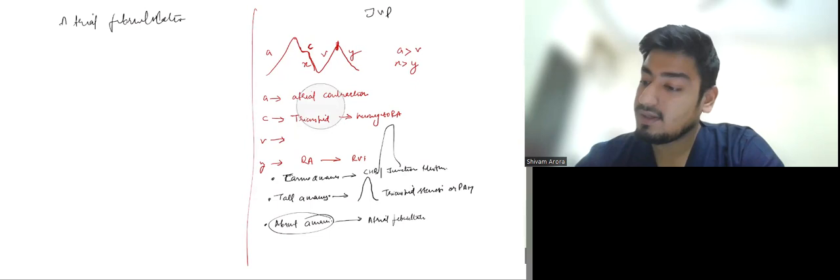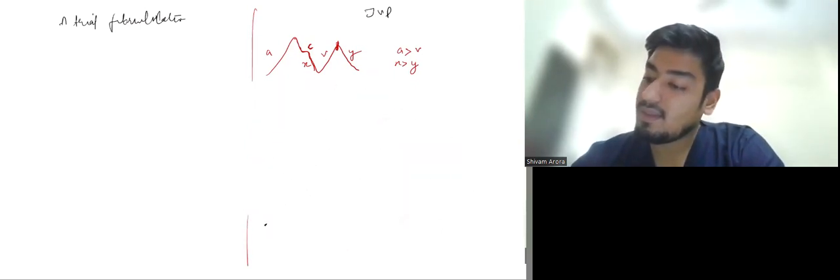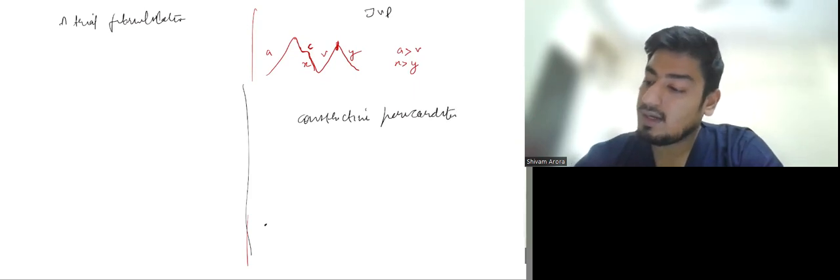Other than that, we can have JVP abnormalities in constrictive pericarditis and cardiac tamponade.